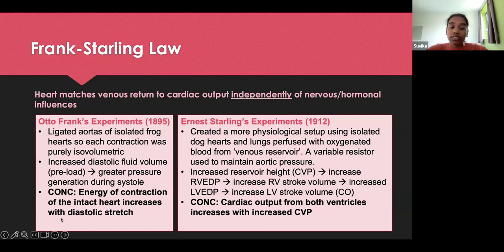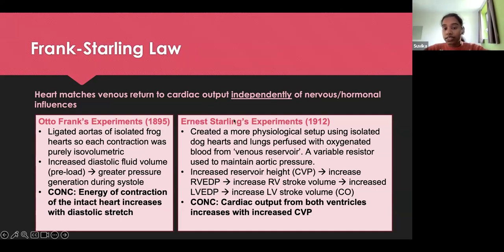And so they concluded that the energy of contraction of your intact heart will increase with diastolic stretch, because the more fluid you're pumping into the heart, the more you're stretching those chambers, and consequently, there's a greater recoil when the heart relaxes. It's kind of like an elastic band. If you pull it more and more, the overall force when you let go is going to be much greater than if you just pulled it a little bit.